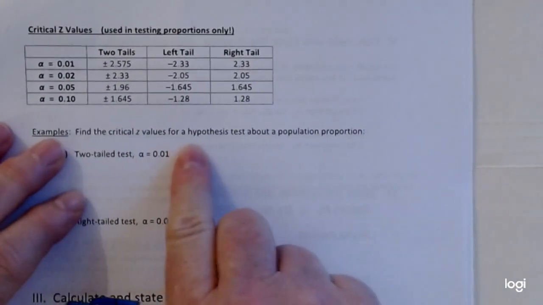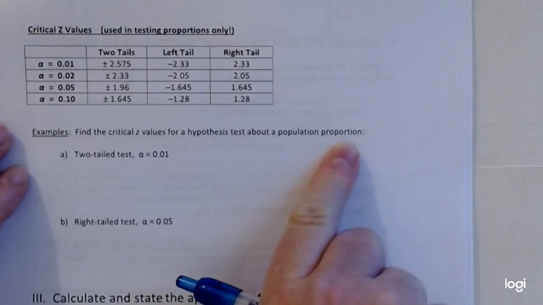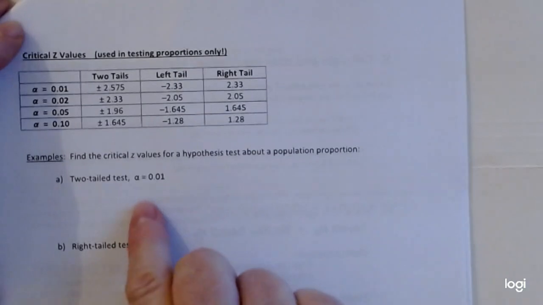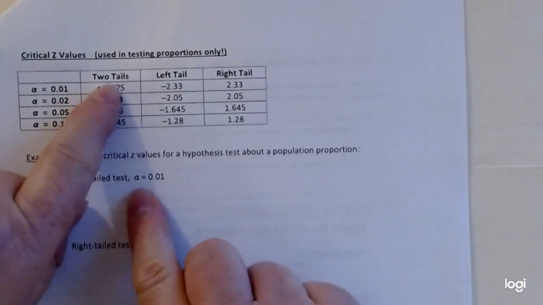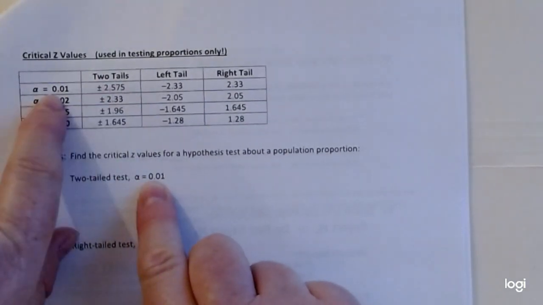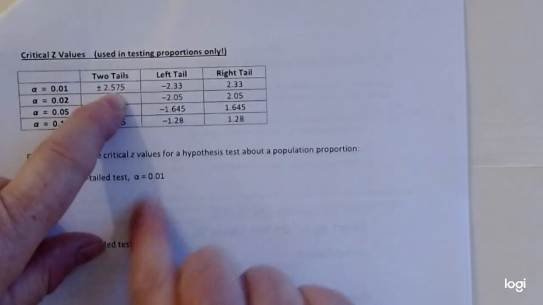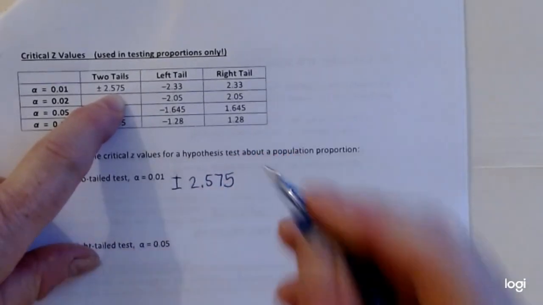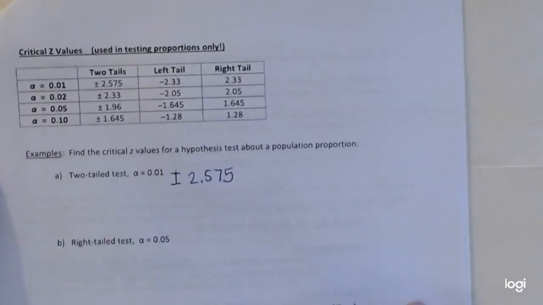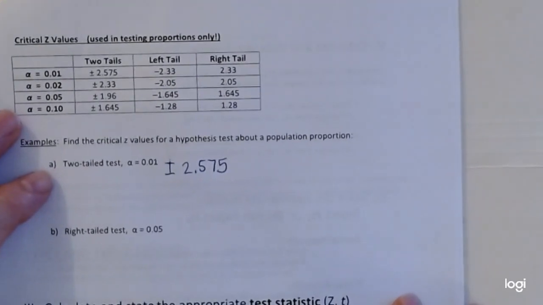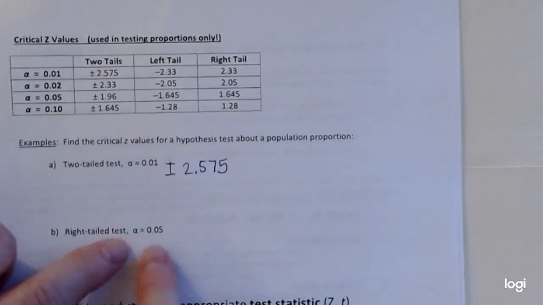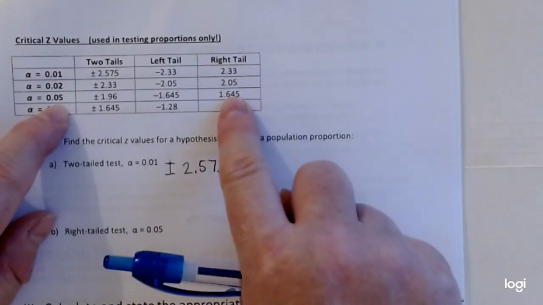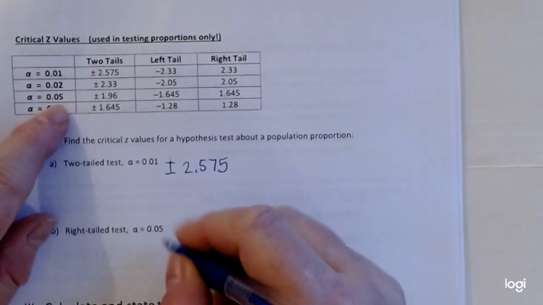Finding the critical Z values for a hypothesis test about a population proportion. If it's a two-tail test, it's in this column, alpha equals 0.01. It's going to be plus or minus 2.575. So the table just gives it to you, but we don't perform the test using this, so you really won't need to use it other than to just kind of know where it comes from. In a right tail test with alpha equals 0.05, here's 0.05. This is right tail, so it's going to be 1.645.